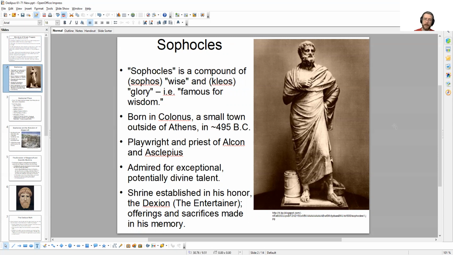Now, this play was written by Sophocles, one of the foremost playwrights of his era. Sophocles was almost venerated, renowned, reified by his contemporaries and by posterity as they looked back on him and his works.